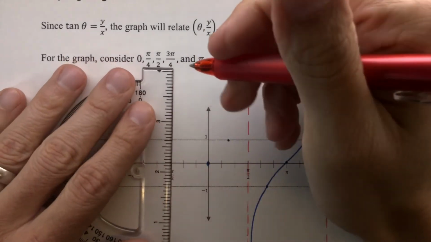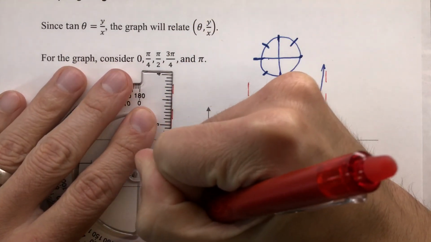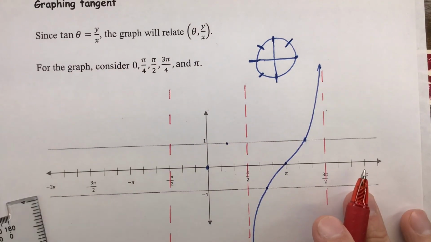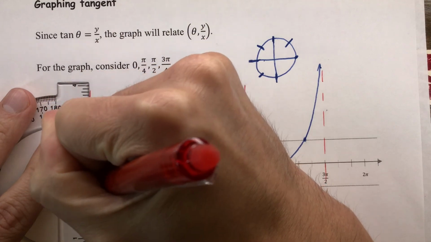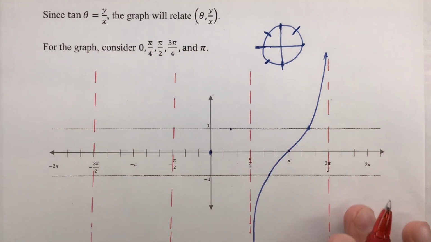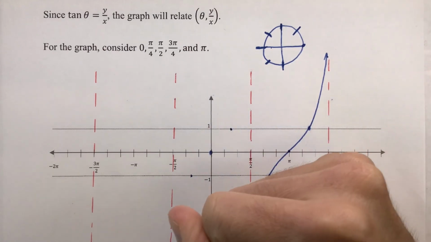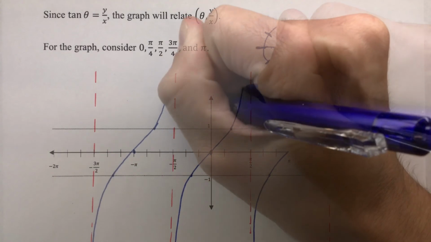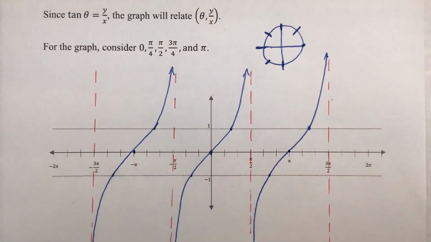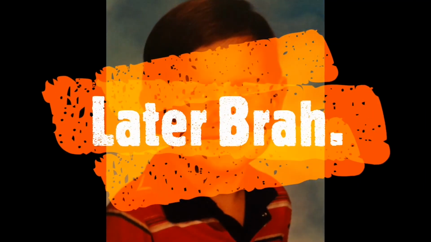And let's see. The next asymptote that we'll get over here will be located at -pi/2. You'll then have one here. That's fine. You can make as many of these as you feel you need. All right, that is the tangent graph.